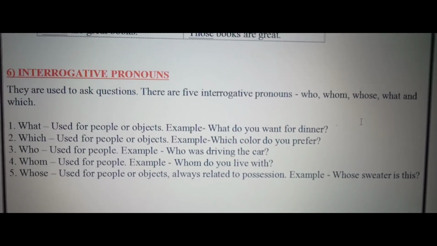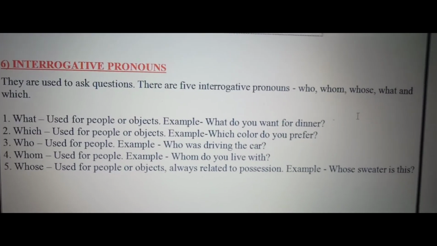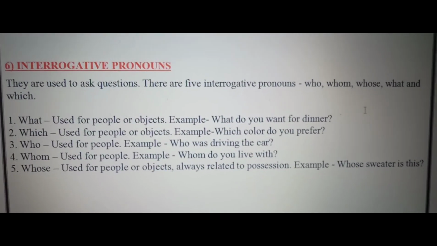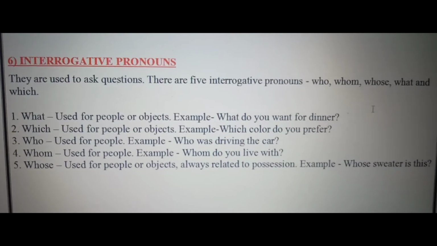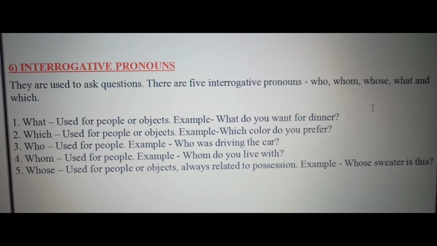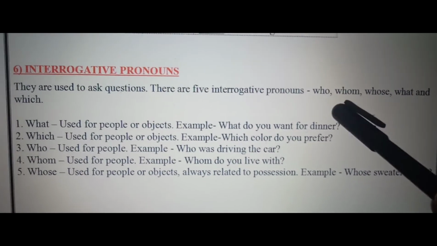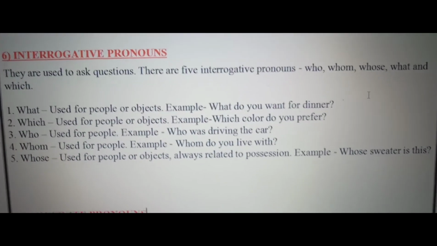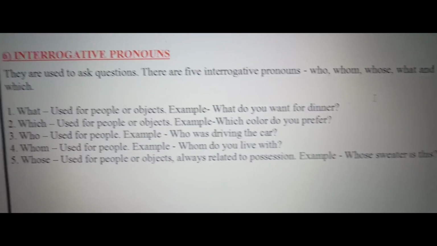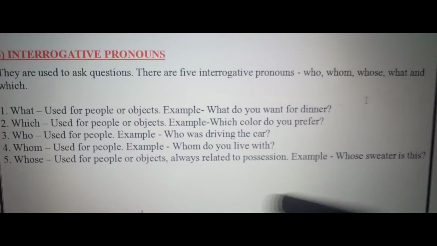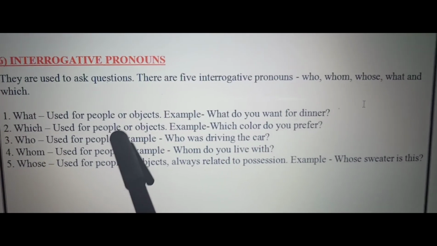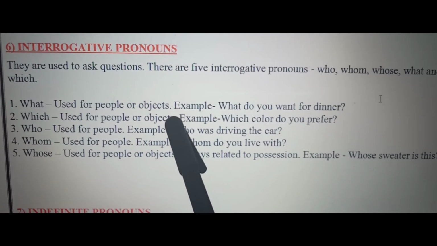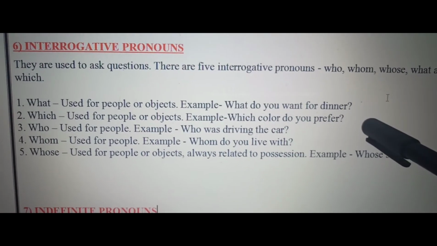Now what are interrogative pronouns? Interrogative pronouns, as you know, are the ones with which we ask questions. There are 5 interrogative pronouns: who, whom, whose, what and which, right? Now for what purpose are we using them? Let's read it. What is used for people or objects. We use the interrogative pronoun what for people or objects. What do you want for dinner?